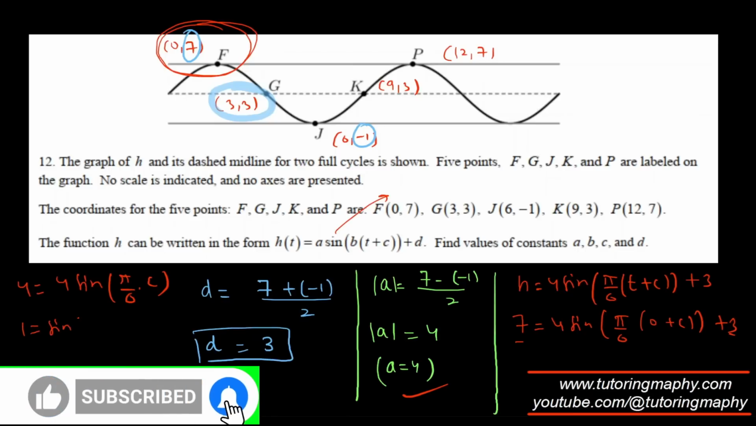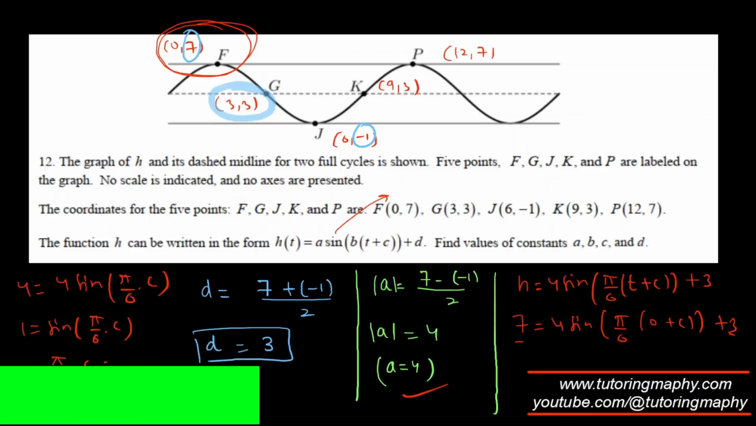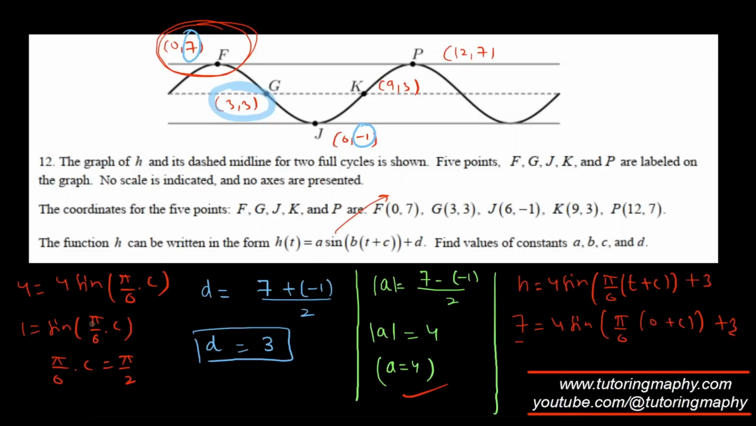So 1 is equal to sine pi over 6 c, and sine is 1 when the angle is pi over 2. So the entire angle, as in pi over 6 c, is pi over 2. So these two cancel, and the value of c comes out as positive 3. So these are the values of A, B, C, and D, all the four values. I hope that makes sense.